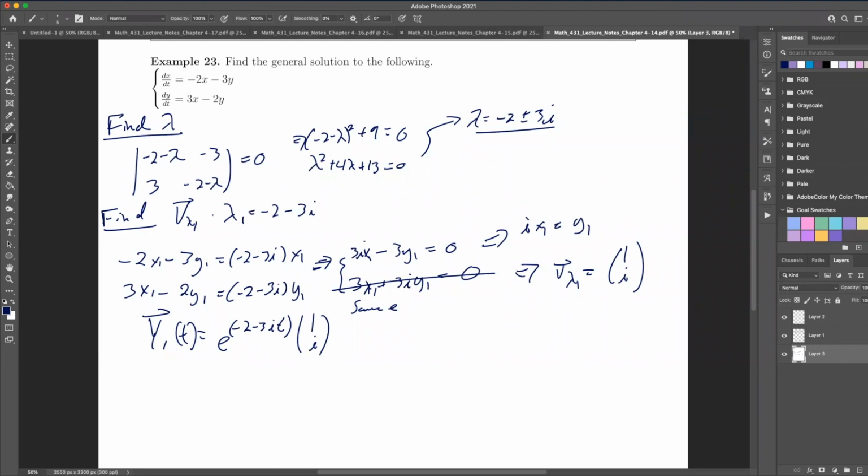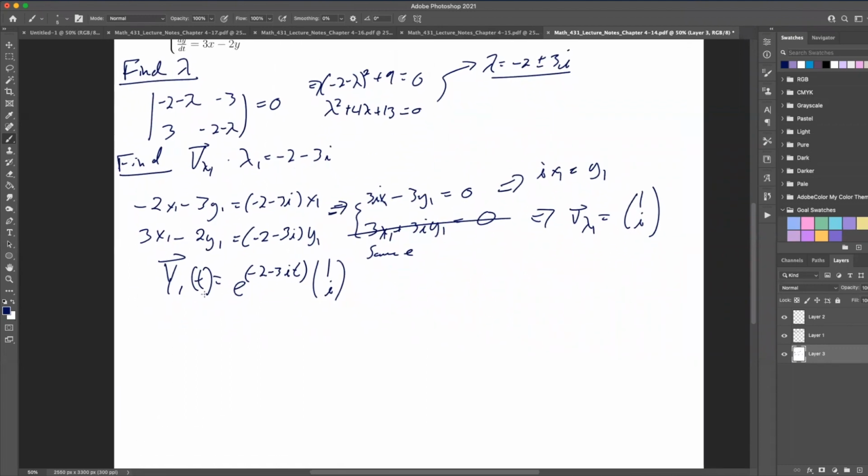So this is complex, but we want real solutions for it. So we're going to do the same thing we did last time. We're going to do the same process as last time. Is it the quantity of negative 2 minus 3i times t, or is that t inside the quantity there in the e?